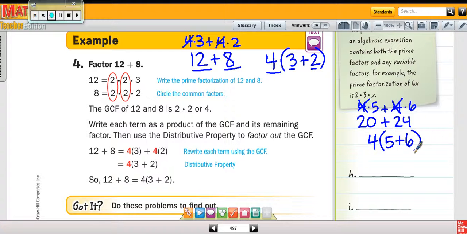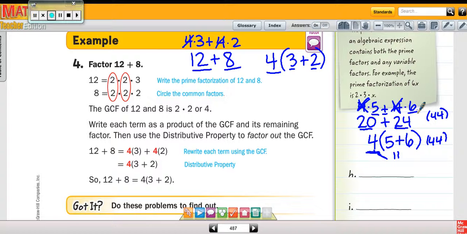What's 20 plus 24? 44. So I'm thinking 44, okay? What's 5 plus 6? 11. What's 4 times 11? 44. Do I still get the same thing? Yes. So I could check it. Trey? How did you get the 5 and the 6? 4 times 5 made 20, right? And 4 times 6 made 24. So when I took the 4 and put it back in the front to be shared, what was left over was 5 plus 6.